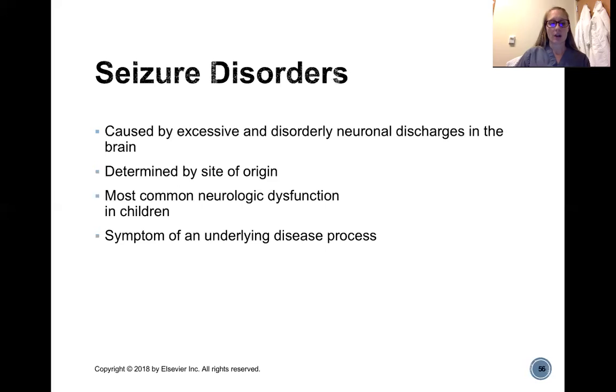Seizure disorders are the most common pediatric neurological disorder. So if you plan to practice in peds, this is probably something that you will come across and see. Seizure disorders vary widely, and we're going to look at a variety of different types.